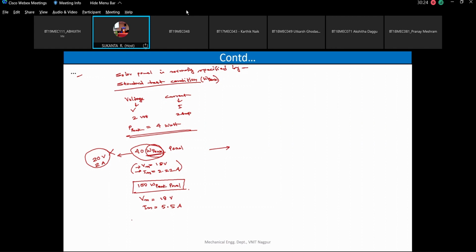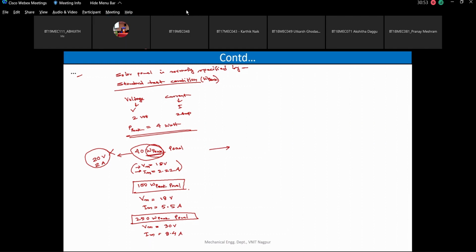And for 250 peak panel, the maximum voltage is 30 and maximum current is 8.4 ampere. Okay, so these are some standard values.